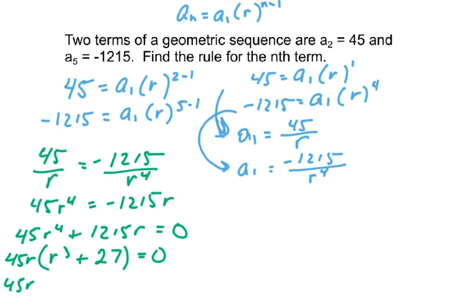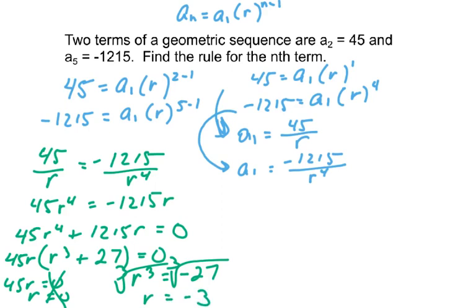So the 45r equaling 0 would mean that r equals 0, and that can't be the case because it wouldn't be geometric. If you're multiplying by 0 each time, then the sequence isn't growing or decreasing. So that means we have r cubed equals negative 27. And if we take the cube root of both sides, which we can do for a negative, we get r equals negative 3. So now we know we have a common ratio of negative 3.